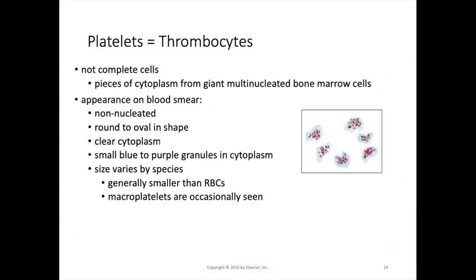Platelets, we'll look at some platelets. They're also known as thrombocytes, and they're not complete cells. They're pieces of cytoplasm from giant multinucleated bone marrow cells, i.e. the megakaryocytes. Appearance on a blood smear: non-nucleated, round to oval in shape, clear cytoplasm, small blue to purple granules in the cytoplasm, and the size varies by species.